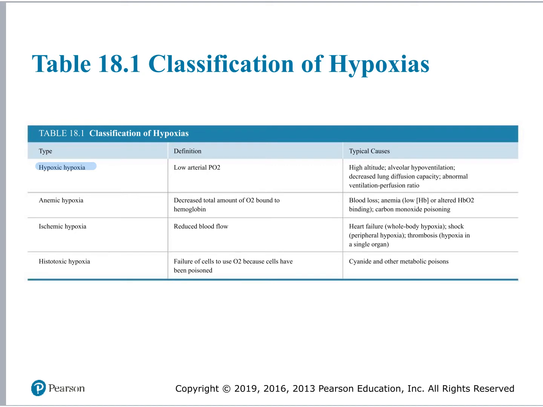That's hypoxic hypoxia. Anemic hypoxia, having low levels of oxygen in your system because you don't have enough red blood cells. So that's anemic hypoxia. Ischemic hypoxia, that is when you have reduced blood flow causing low levels of oxygen. And usually it's due to heart failure or losing blood in an injury, which is causing hypovolemic shock. And then there's histotoxic hypoxia, that is a failure of the red blood cells to work because of some sort of poison.